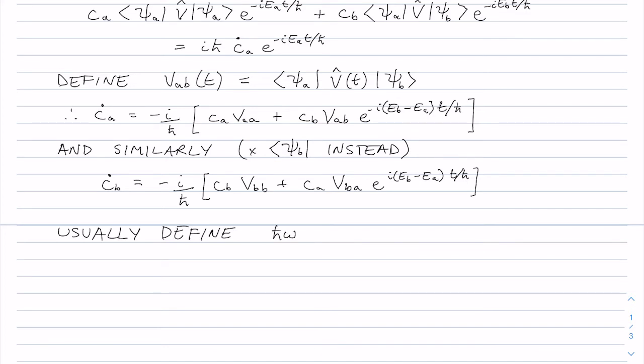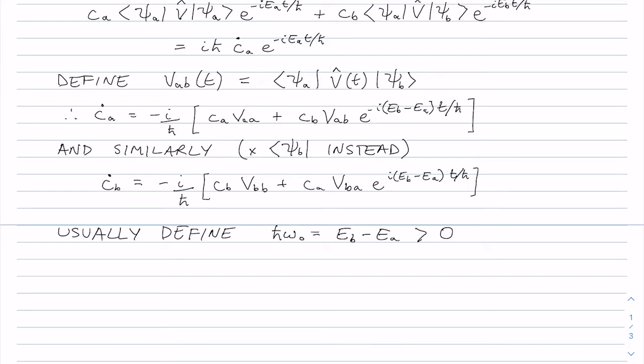h bar omega naught as being the difference in the two energies, EB minus EA. So those phase factors will be e to the minus i omega naught t and e to the plus i omega naught t for those two equations respectively, where EB minus EA is greater than 0.